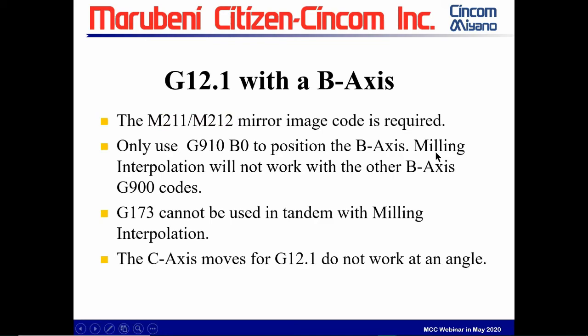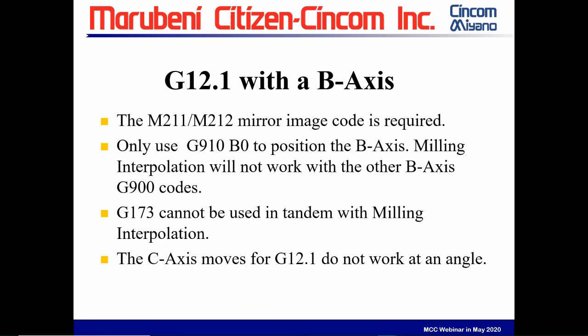G12.1 with a B-axis. You still have to use, on the B-axis part of it, M211 and M212 mirror image code. You can only use G910 B0 because the other ones are functions with angular movements. You cannot do G12.1 at an angle. So G173 is also not feasible. The C-axis doesn't work on an angle.